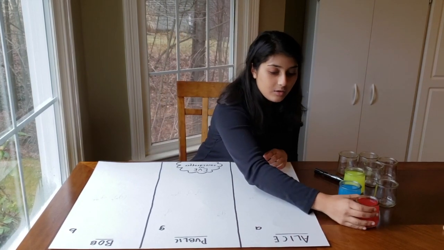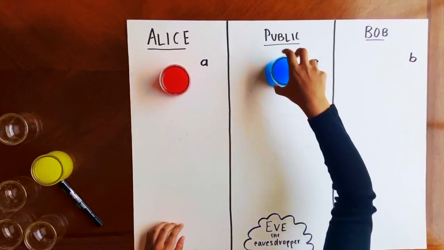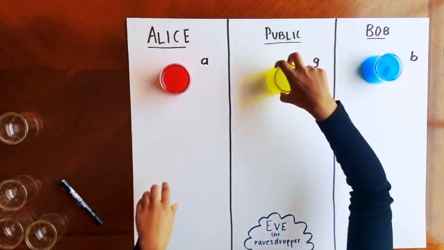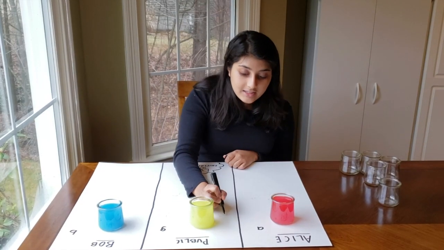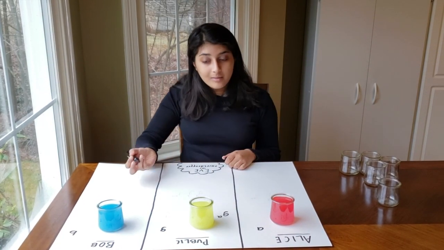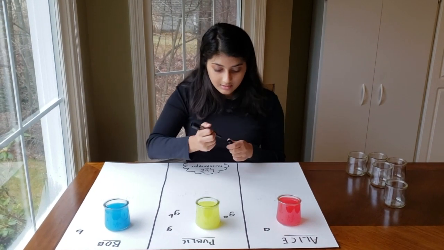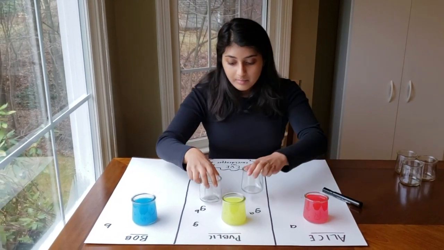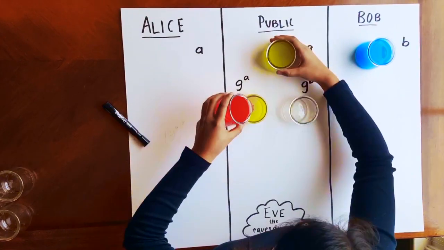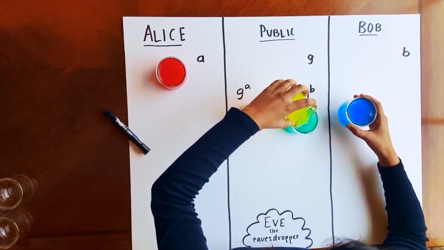I'll represent these with liquids. The first step in the protocol is to raise the public key to the powers of the private key. So Alice does this, getting G to the power of A. When Bob does this, he gets G to the power of B. Both of these are publicly known. I'll represent this by mixing the 2 colors.